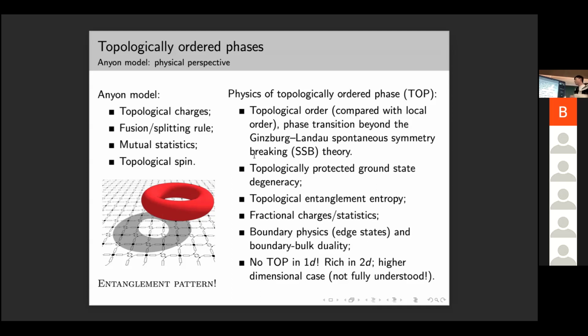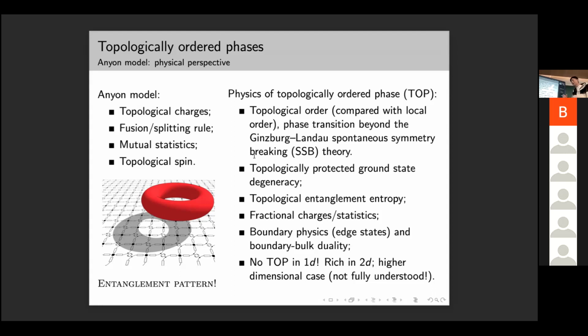And some other physical property of the topologically ordered phases is that there is some topologically protected quantum state degeneracy. It means that for a given system with different topology, the ground state is different. And this ground state degeneracy depends on the topology of the spatial manifold. And there are also some other tools that we can use to detect the topological order. For example, we can use the topological entanglement entropy.